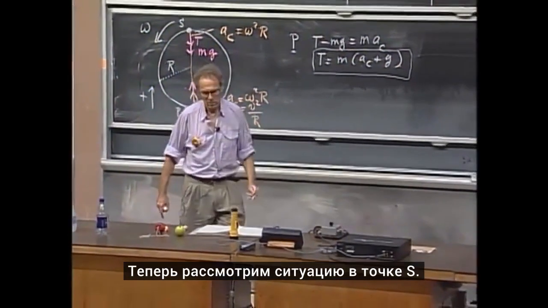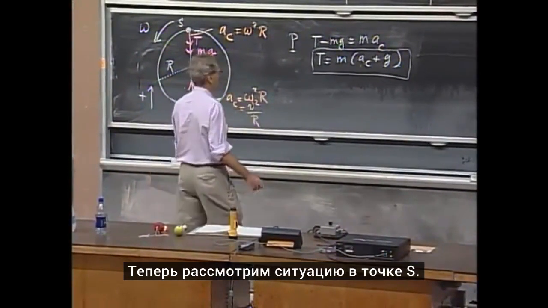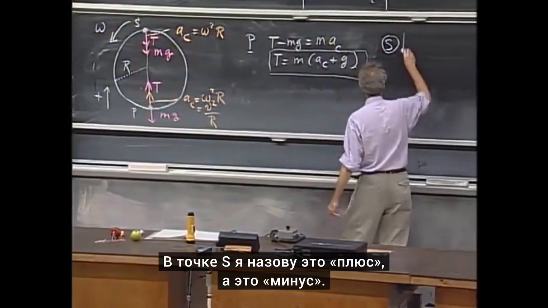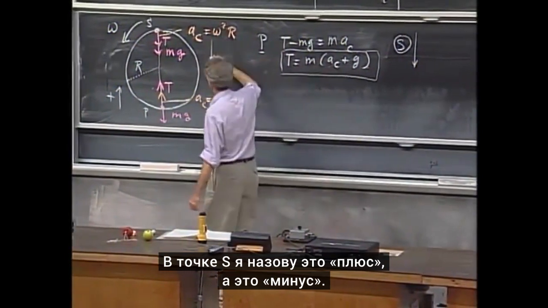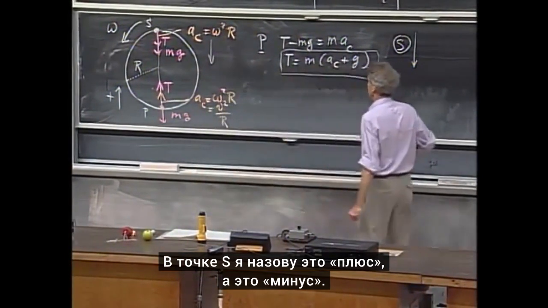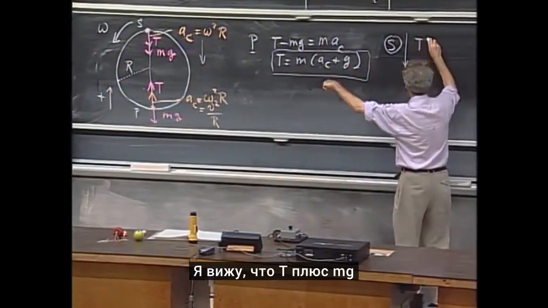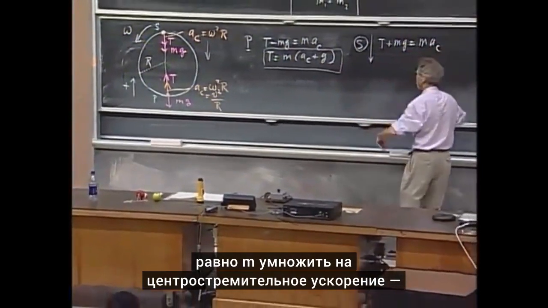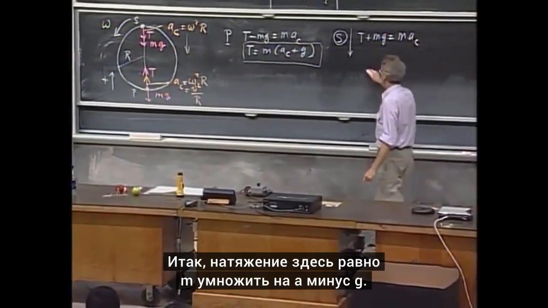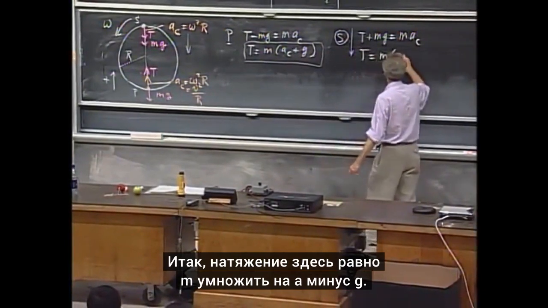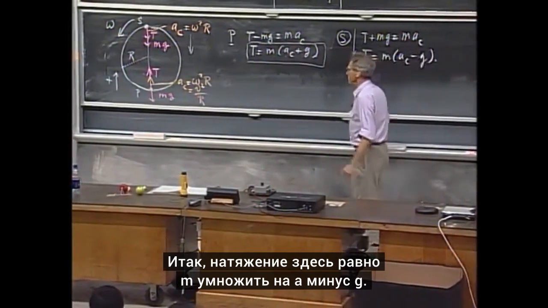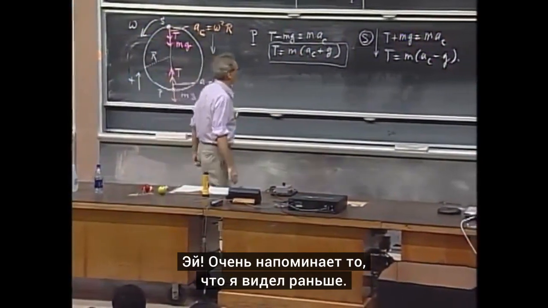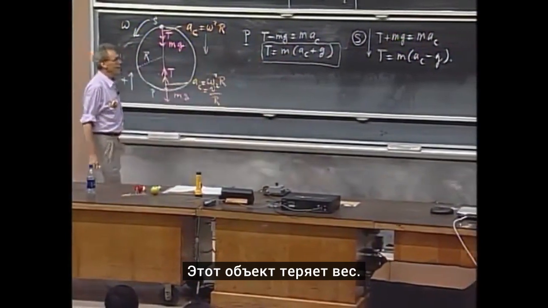Let's now look at the situation at S. At point S, I'm going to call this plus and that minus. I'm going to find that T plus mg must be m times the centripetal acceleration, Newton's second law. So I find that the tension there equals m times a_c minus g. Hey, very similar to what I've seen before. This object is losing weight.